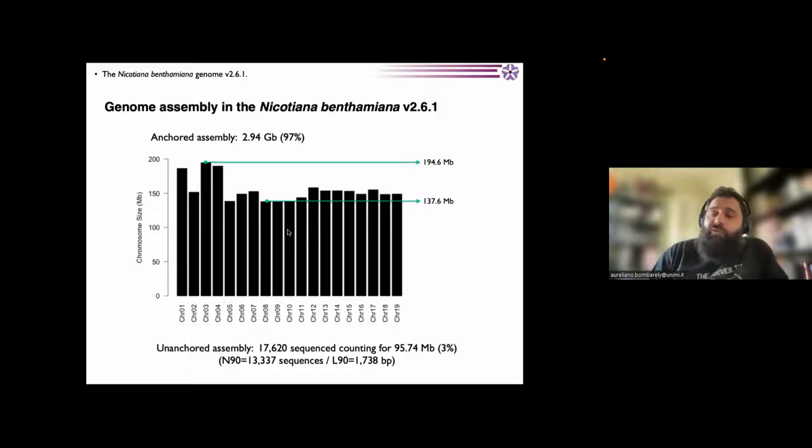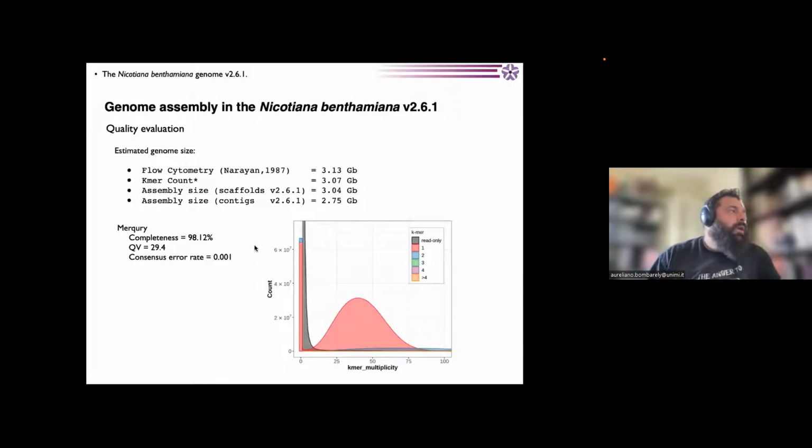We also tried to build a genetic map, but at that time it more or less failed. We didn't have enough markers to build a solid map, so we moved on with Hi-C. We did some evaluation of the quality of the genome using Merqury, which was published recently. It can be estimated that the completeness of this genome is around 98%. So it's kind of okay.